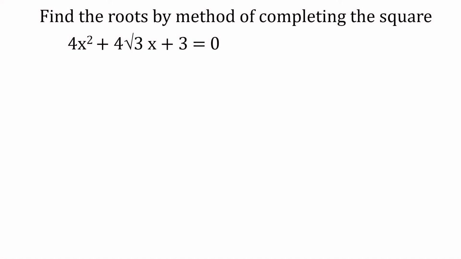Our second equation for finding the roots by method of completing the square is 4x square plus 4 root 3x plus 3 is equal to 0. Here coefficient of x square, that is 4, is a perfect square of 2.